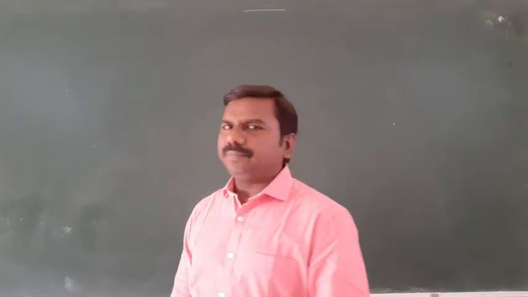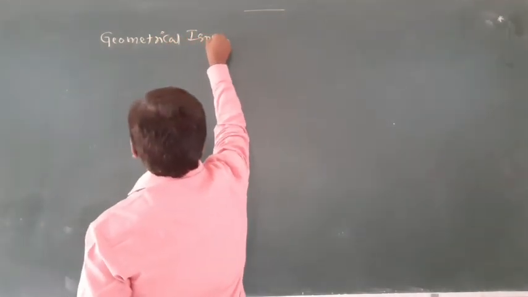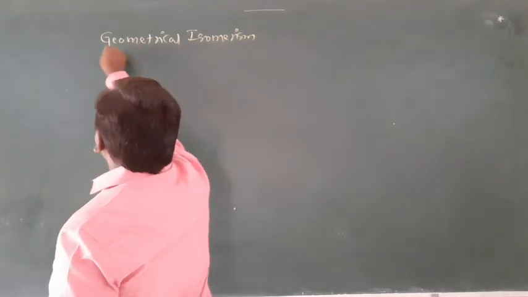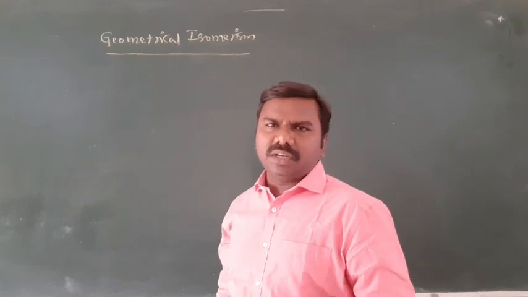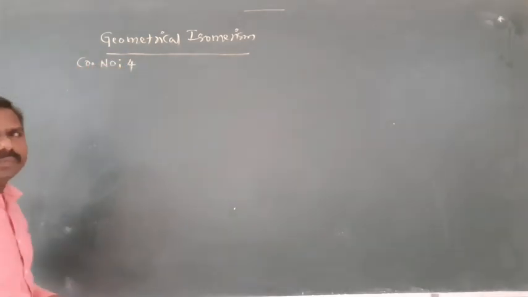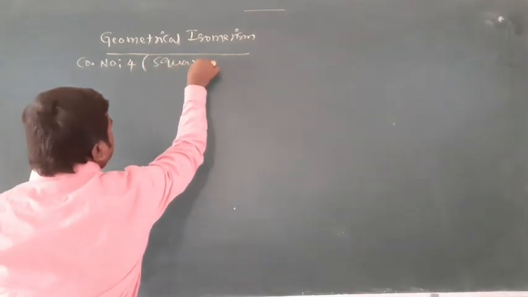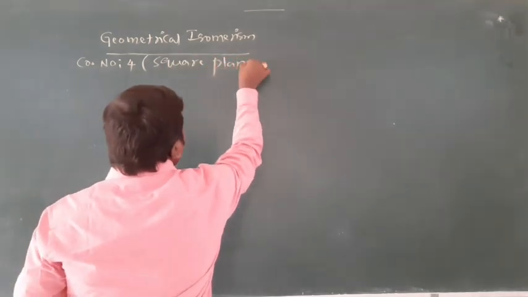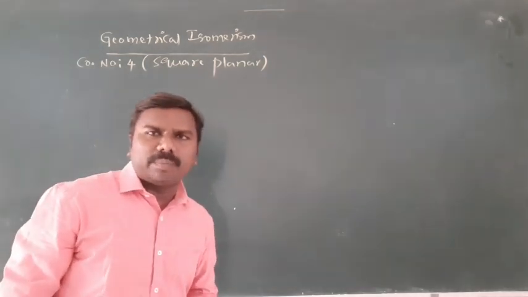So now, first one, geometrical isomers. Already formulas are given. Simply, I am giving a summary for this topic. First one, coordination number 4. These are square planar complexes. Coordination number 4, but not tetrahedral complexes.